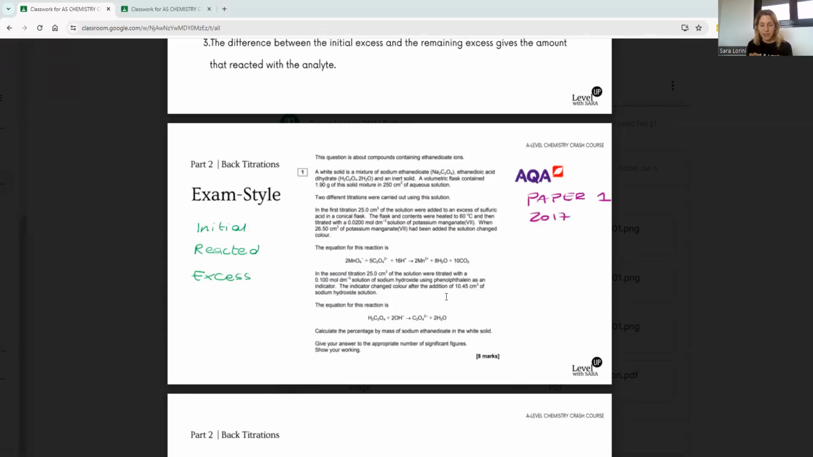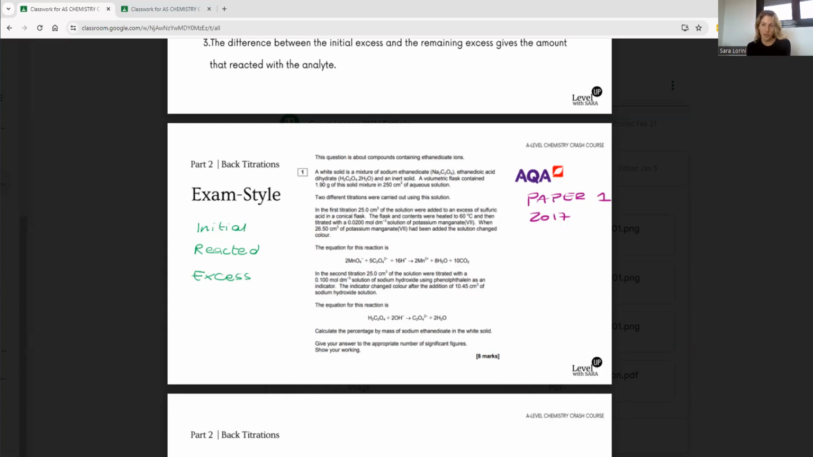It's really the first important thing of back titration, of any of them, to fully understand what is happening. Try to find this initial, this reacted, and this excess. Pause the video now, because I will pause it also in our live lesson. So if you've played this video again, it means that you had the time to think about this initial, reacted, and excess.